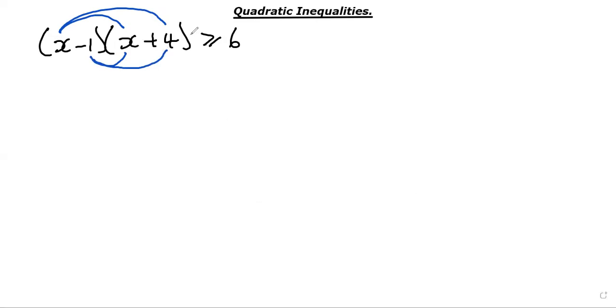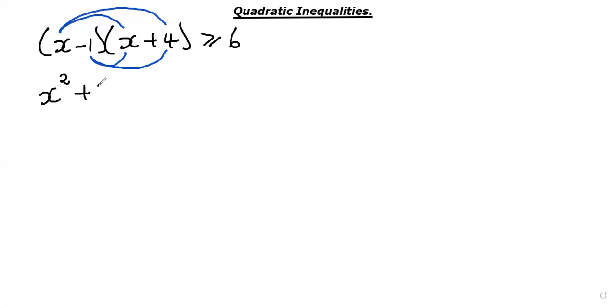Why do we expand the two brackets when we can simply write down the critical values? It's because we have a 6 there. If it was 0, then we jump straight to the critical values. Are you fine? So every time you have a non-zero number here, it means you have to expand your two brackets.